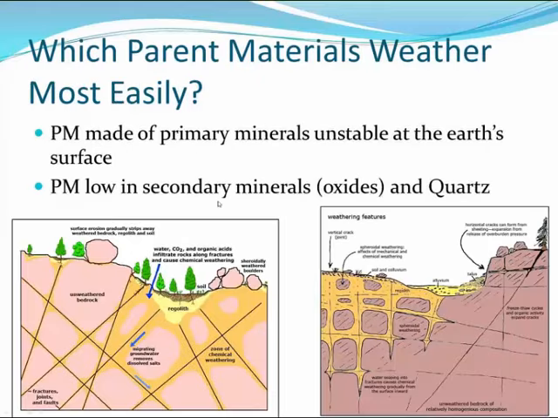So which parent materials weather most easily? And just simply, it's the parent materials made of primary minerals that are unstable at the Earth's surface. So very similar to soils, it's the primary minerals that are unstable. And then parent materials that are low in secondary minerals, such as oxides, and quartz, because secondary minerals that form at the Earth's surface and quartz are both very, very stable.